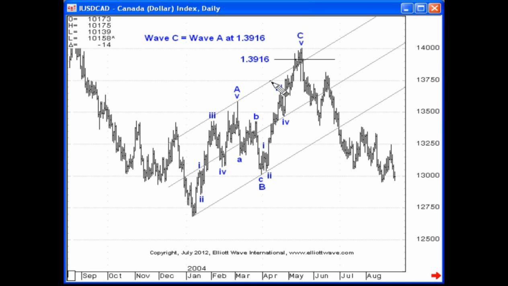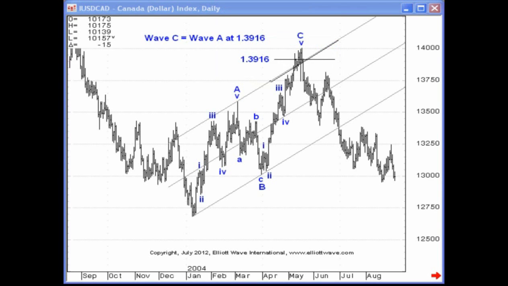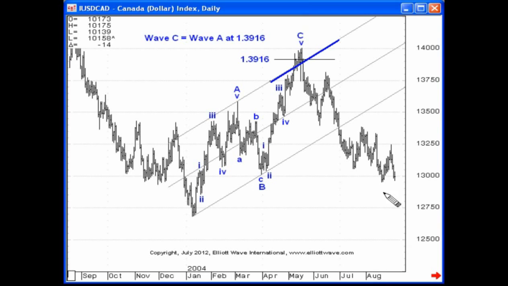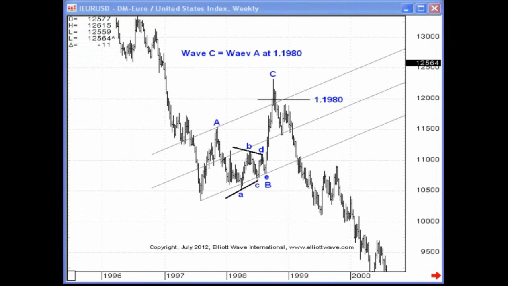Notice this is the upper boundary line of what I call a corrective price channel. And let me make that line just a little thicker so you can differentiate it. There we go. Again, counter-trend price action tends to be contained by parallel lines. Now let's look at another example of a zigzag.